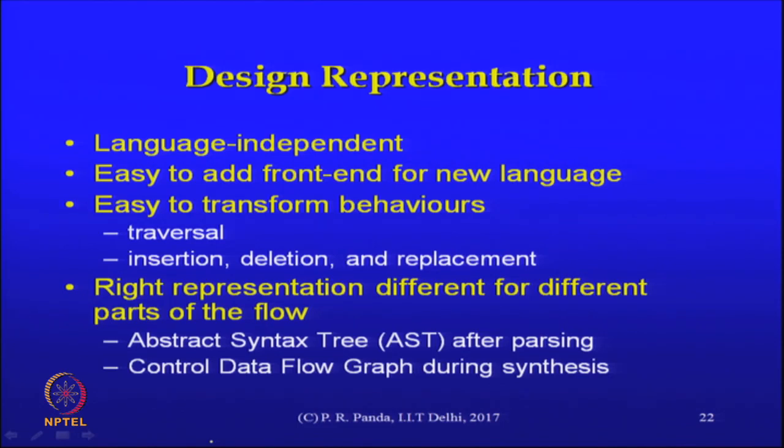Then what is expected within that IR itself? It should be relatively easy to do transformations. Why transformations are important, we will get to as soon as we talk about optimizations. We perform as part of the synthesis process all kinds of transformations on the code. Transformations means you read it in the form of a tree structure at the end of the parsing, but we do not keep it in that way.